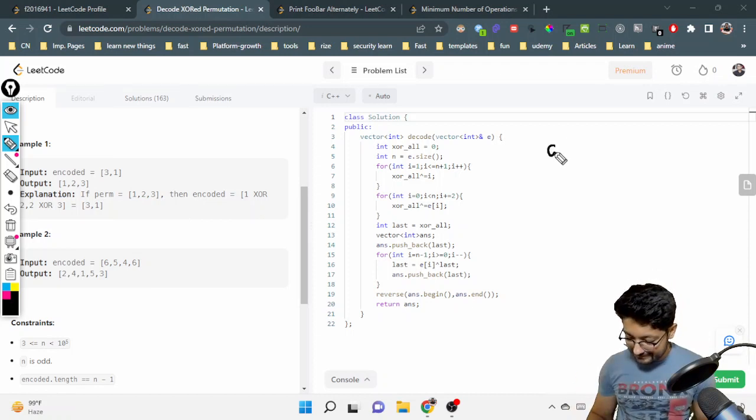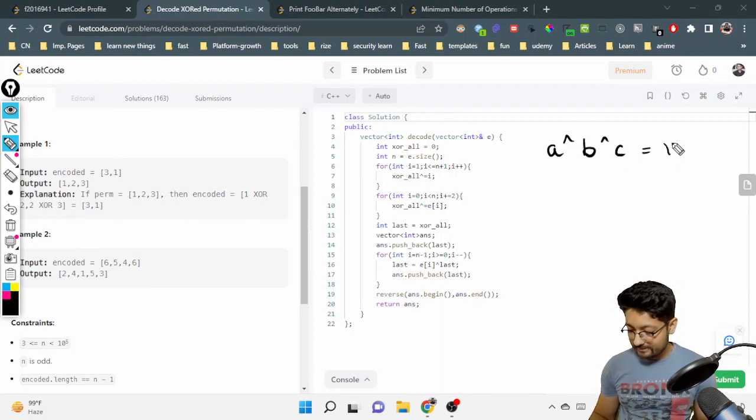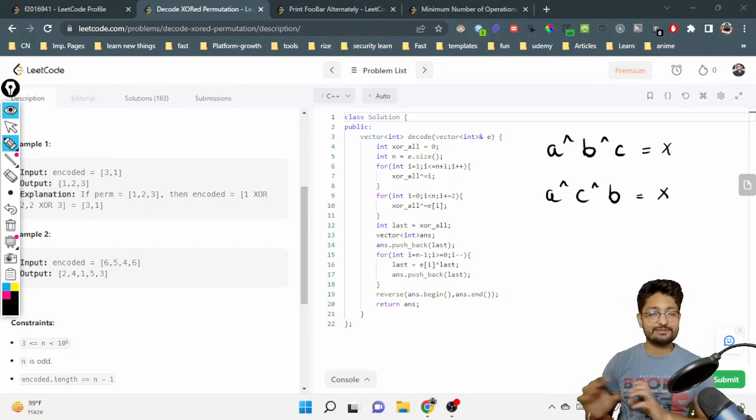What I mean by this is, let's say A XOR, this is a symbol for XOR, A XOR B XOR C, let's say is equal to, let's say, capital X. Just take an example. So A XOR C XOR B. If I change the order also of these numbers and take these XORs, the XOR remains same. Okay, so this is one of the properties that you can remember.